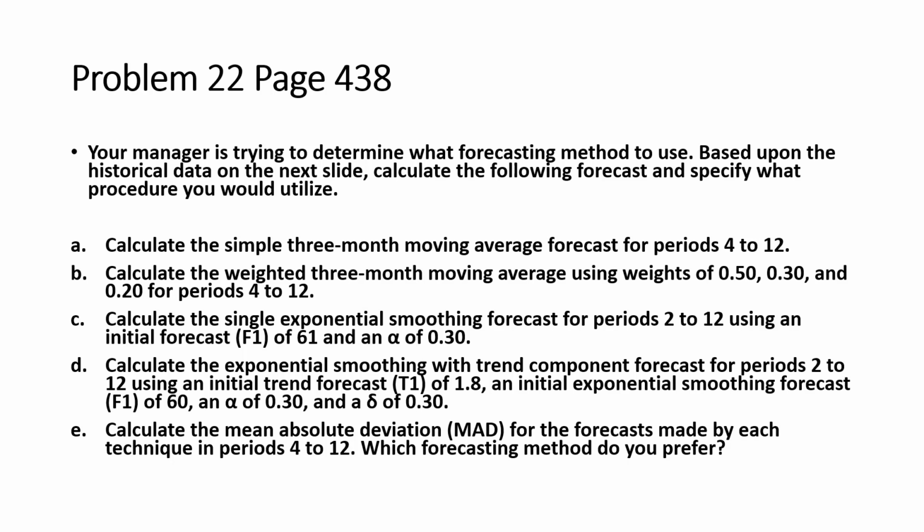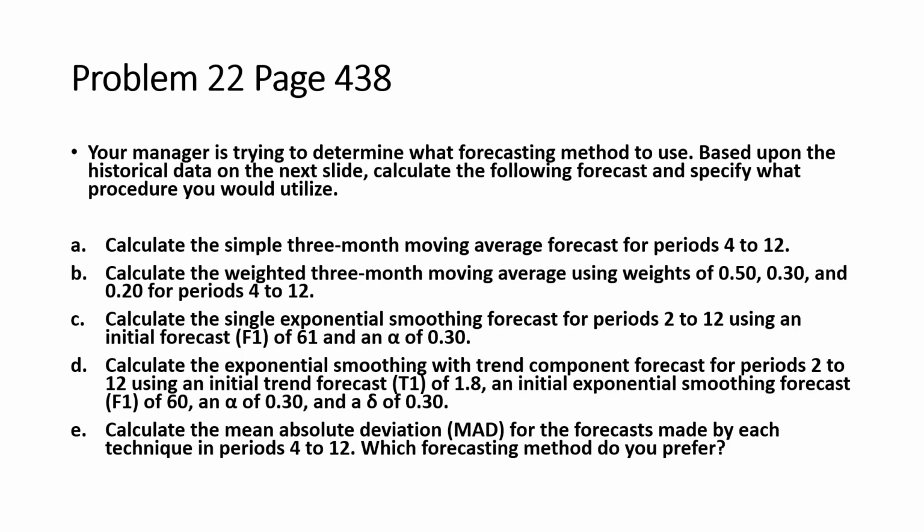Later, in part D, we have to calculate exponential smoothing with trend component, and the forecast for period 2 to 12. The trend forecast T1 is given as 1.8, the initial forecast F1 is 60, alpha is 0.3 and delta is also 0.3. Finally, you have to calculate MAD for each of the methods that you have used from A to D, which is the forecasting method that you would prefer.